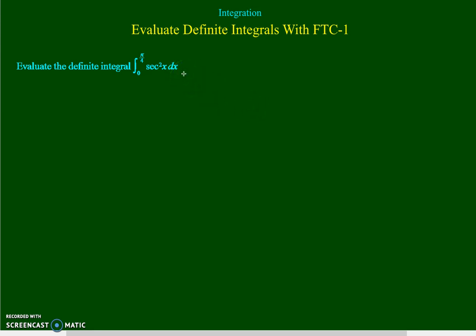Now the way I work these trigonometric integrals is I try to figure out what function has a derivative equal to the integrand. So what function has a derivative equal to secant squared? Well, the derivative of tangent is secant squared. So the antiderivative of secant squared must be tangent. So to evaluate this then, we have tangent x evaluated from 0 to pi over 4.